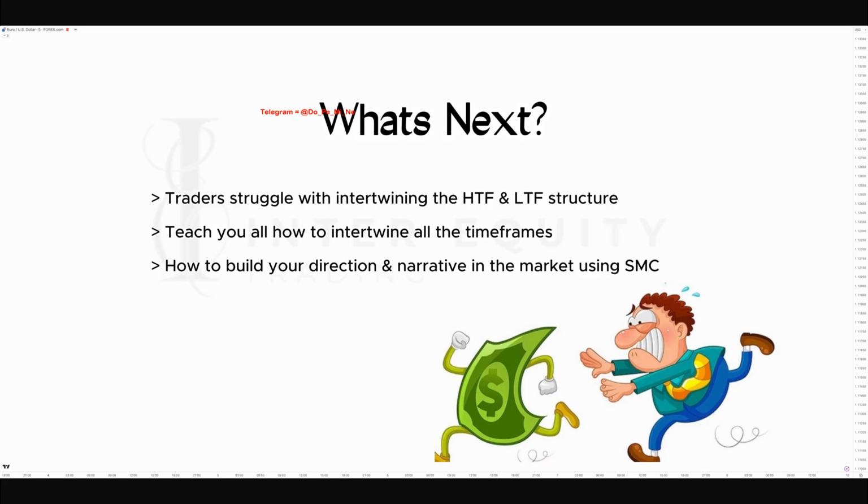Alright, so now that you have a brief understanding of structure and the terminology, let's get to the next part, where we'll get into the different phases in the market as well as talking about structure with diagrams and then moving into charts.